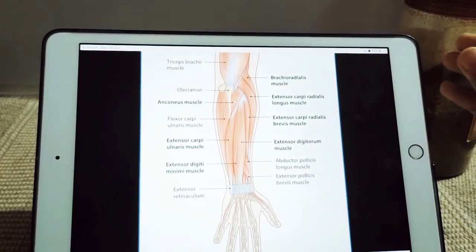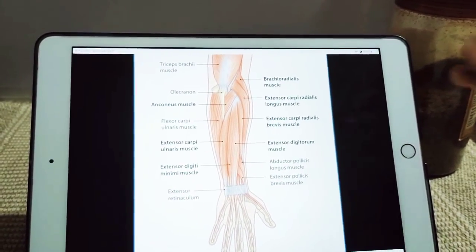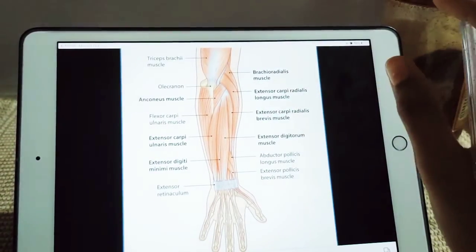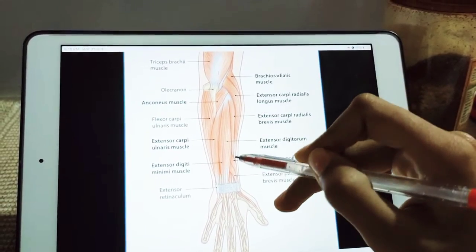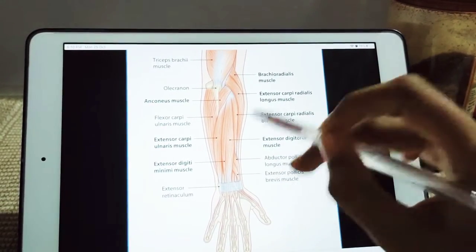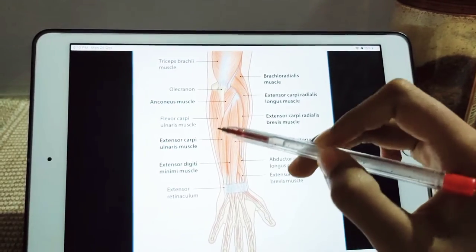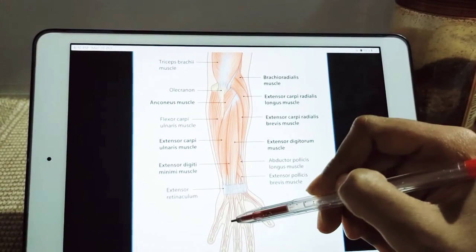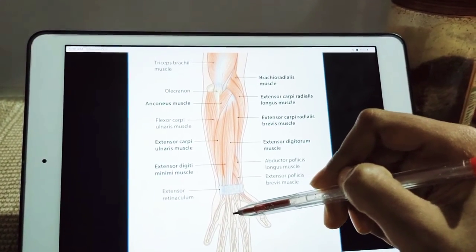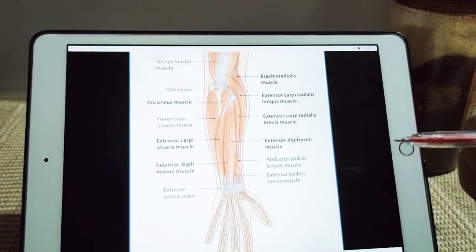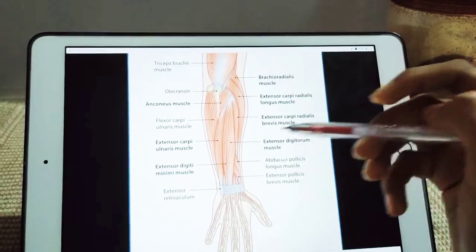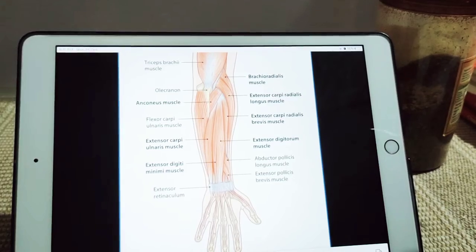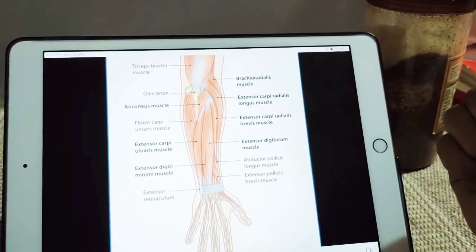So these are all the muscles of your posterior compartment. Very easy to remember. First start your discussion with A, B: A anconeus, B brachioradialis. Next go to the radial side: extensor carpi radialis longus, extensor carpi radialis brevis. Next go to the ulnar side: extensor carpi ulnaris, only one muscle. Next come to the digits: extensor digitorum. And next you have extensor digiti minimi. That's it. By this we completed all the superficial muscles of the posterior compartment of your forearm. Now let us see the origin, insertion, etc.